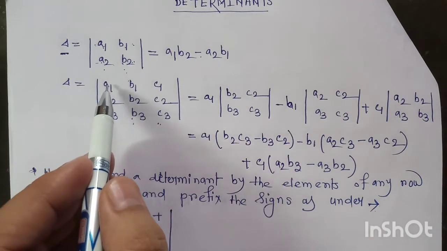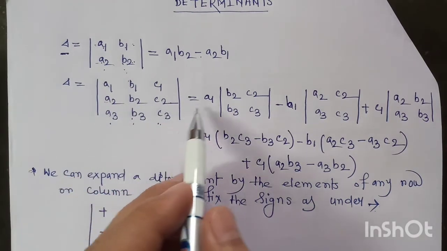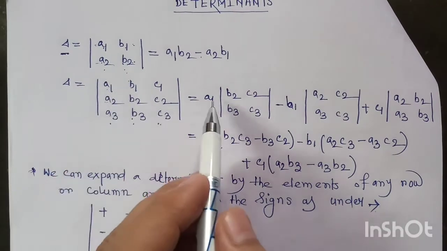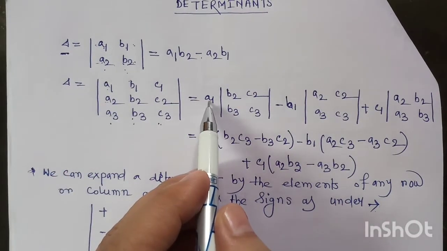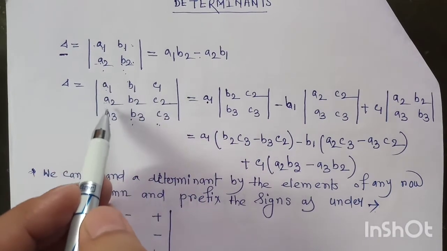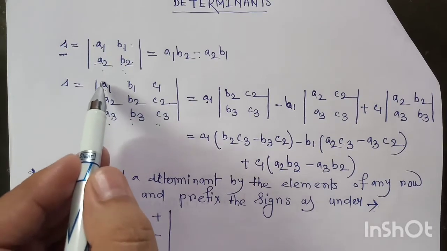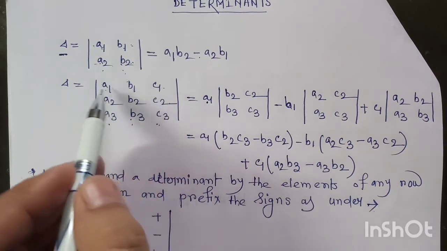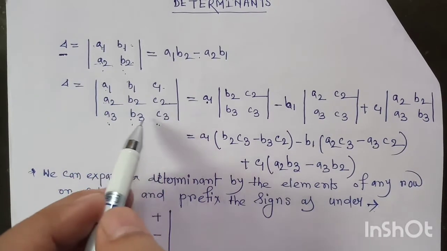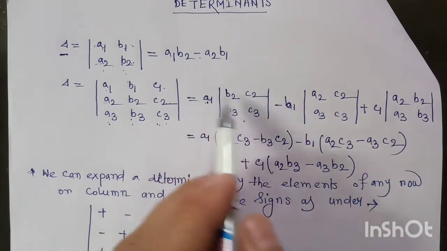Suppose you want to expand through row 1 or row 2 or row 3, I expand here through row 1. Okay, so first you take A1. After taking A1, you remove the remaining elements of the row and the column where it intersects. That is, if you take A1, this row and this column you have to remove. So the remaining is B2, C2, B3, C3. Then alternating sign, plus, then there is a minus.